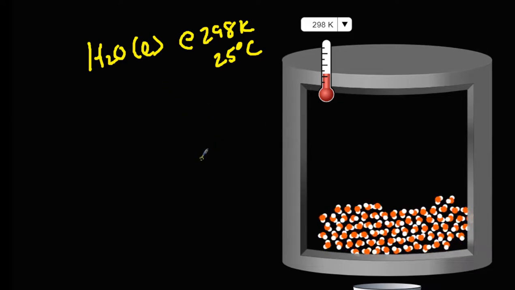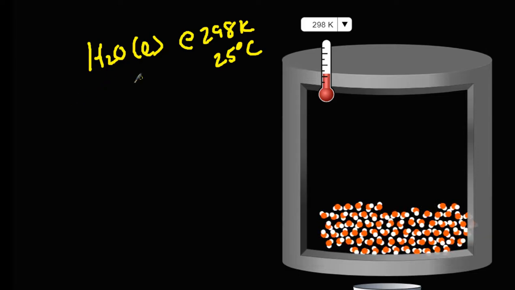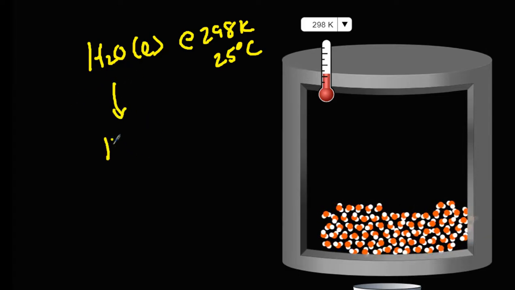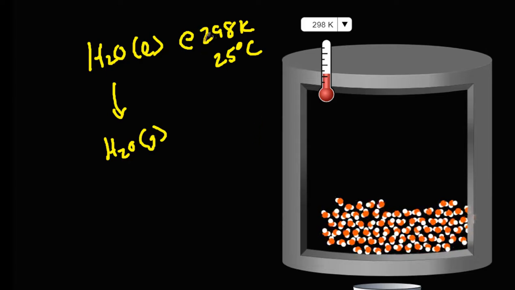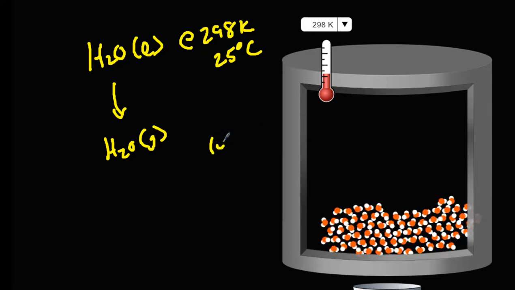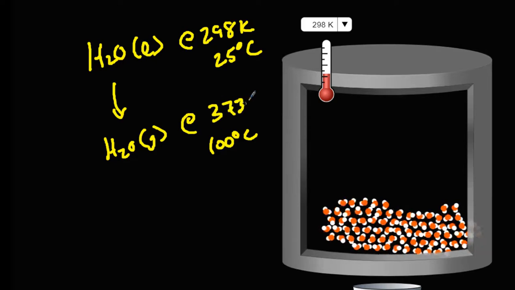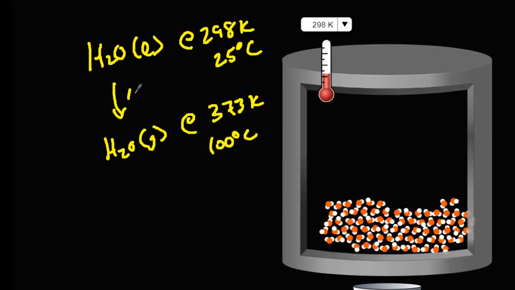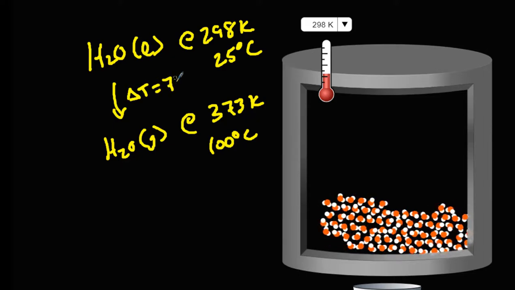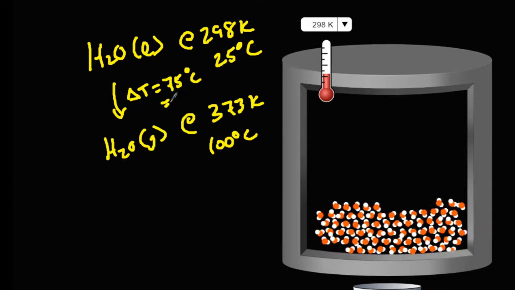And so it is a liquid. Okay, and so in order to make this water become H2O gas, some things have to happen. We have to bring this up to 100 degrees Celsius, or we could say 373 degrees Kelvin. Okay, that is a 75-degree difference. We have to change the temperature by 75 degrees Celsius, or you could say 75 Kelvin as well.